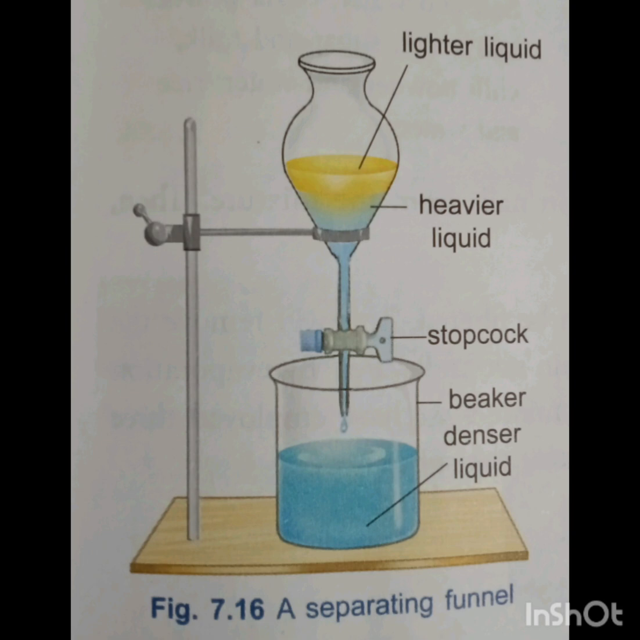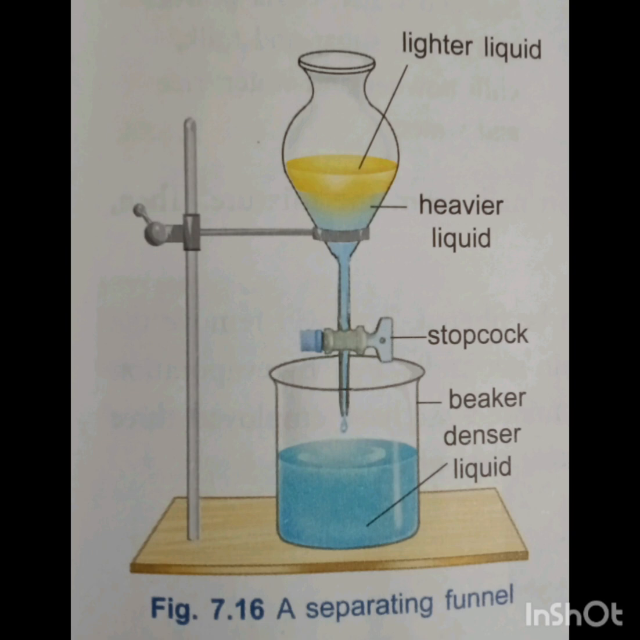A separating funnel is a barrel-shaped glass tube which has a thin stem at the base. There is a stopcock at the bottom to regulate the flow of liquid. Children, the immiscible liquid mixture is poured into the funnel from the top. See in the picture. It is allowed to stand for some time. The liquids form separate layers. The lighter liquid forms the upper layer, whereas the heavier liquid forms the lower layer.